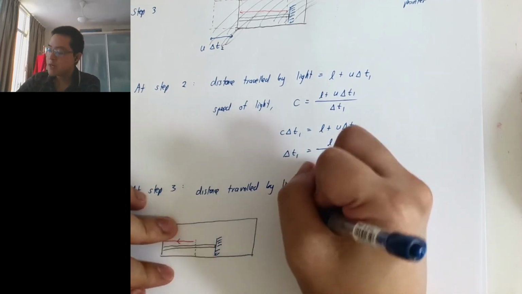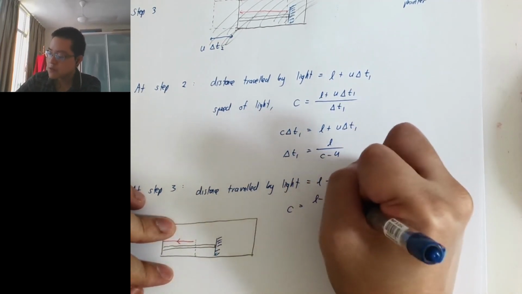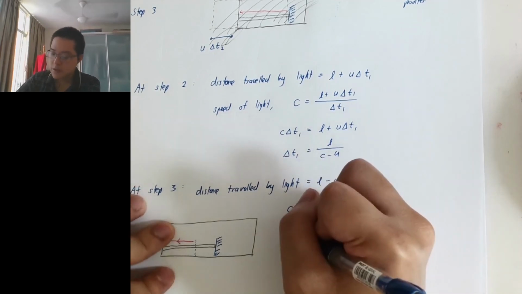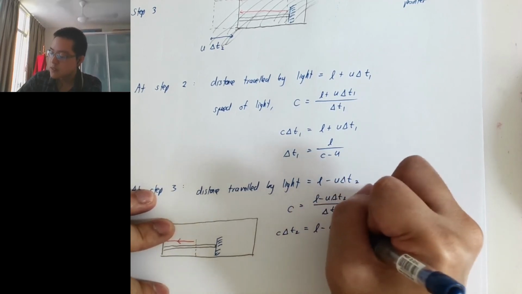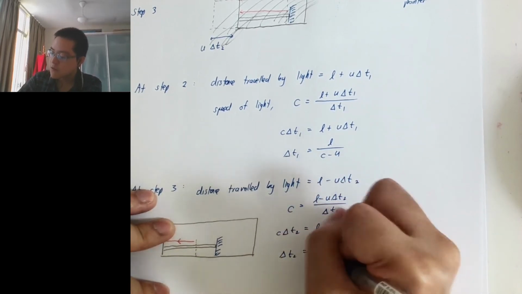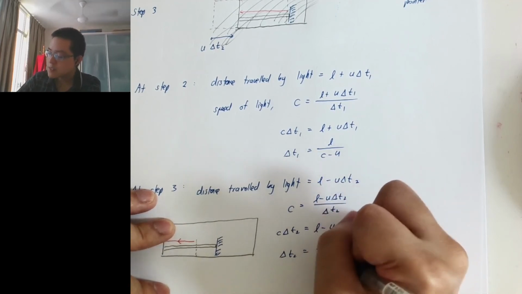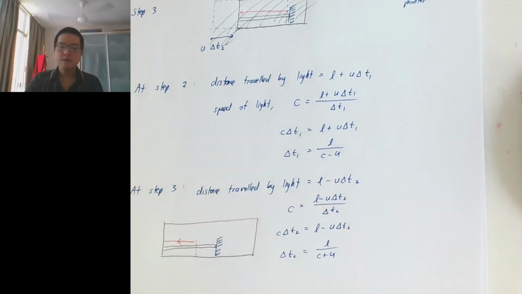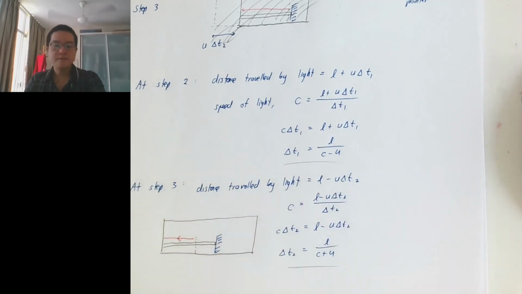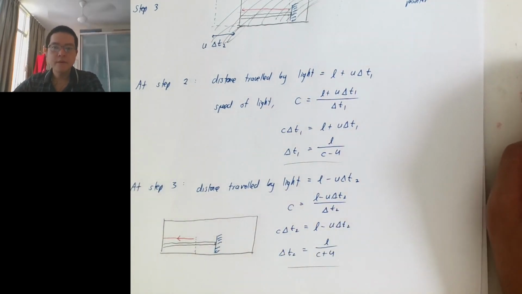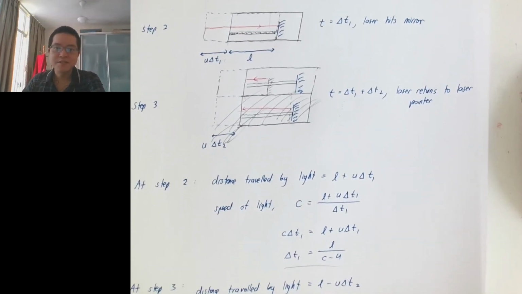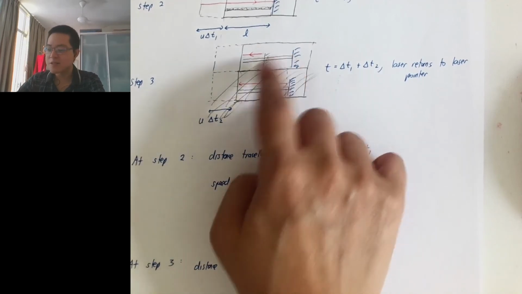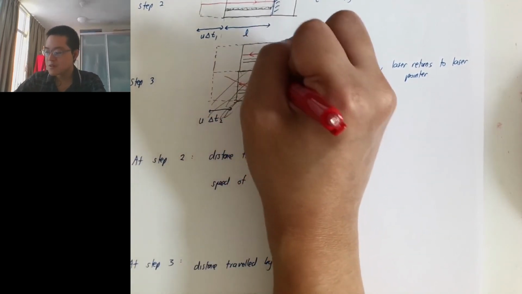So from here we can get the speed of light again: L minus u delta t2, divided by the time interval. I can solve this for delta t2. So delta t2 is L minus u dt2, so dt2 is L over c plus u. So I got these two expressions over here. I'm sorry for the confusion. Does anyone have any question? Is this clear? This is the correct one, this is the wrong one. This picture is wrong. I drew it wrongly.